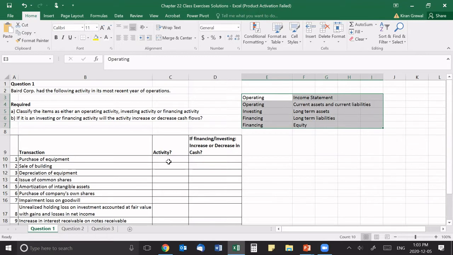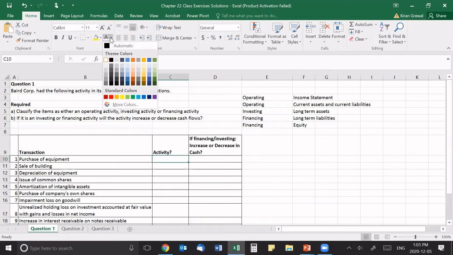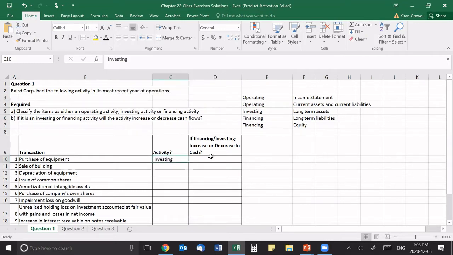So purchase of equipment is a long-term asset, so it's going to go into investing. And if you're purchasing equipment, you're going to pay cash, so that cash is going to decrease. Sale of a building, same thing. The building will be a long-term asset, so it's investing. And if you sell a building, you're going to get cash, so that's going to increase your cash. Depreciation of equipment. So where does depreciation go? Depreciation expense goes into your net income, which is operating.